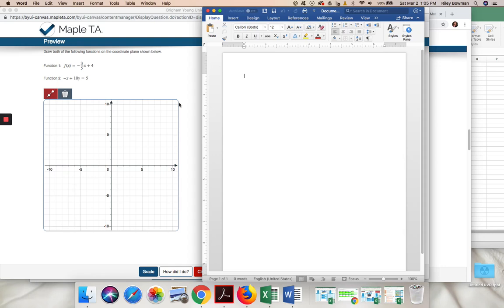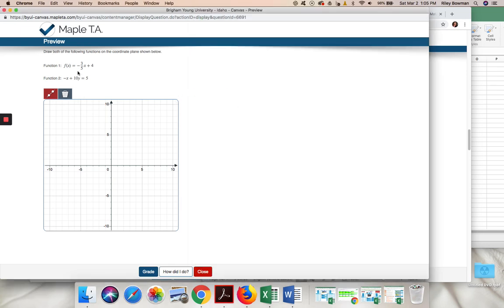Alita, I think you were asking about Maple TA number 6, so I went ahead and pulled it up. The first thing I'm going to do is graph the first one. It's in something called slope-intercept form, and that means that this number right here without the x is the y-intercept. So I'm going to come to the y-axis and go up to number 4 here. And yeah, it's not going to be exact, but it's close enough.